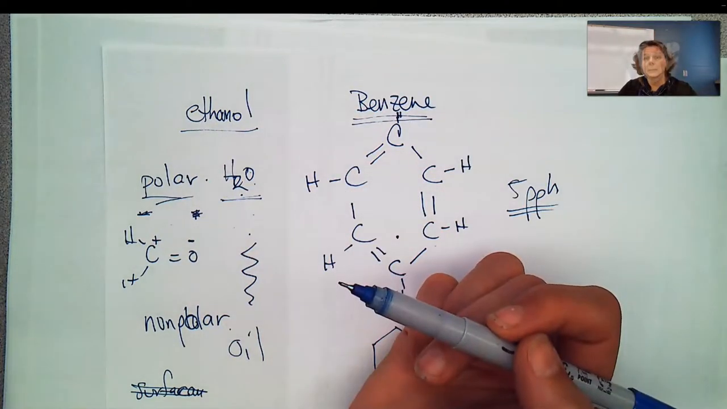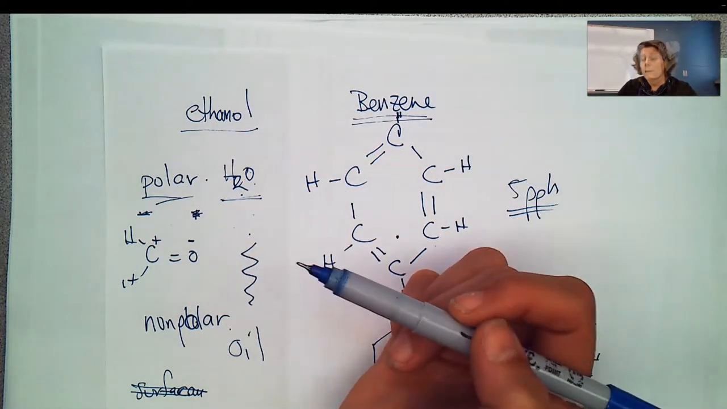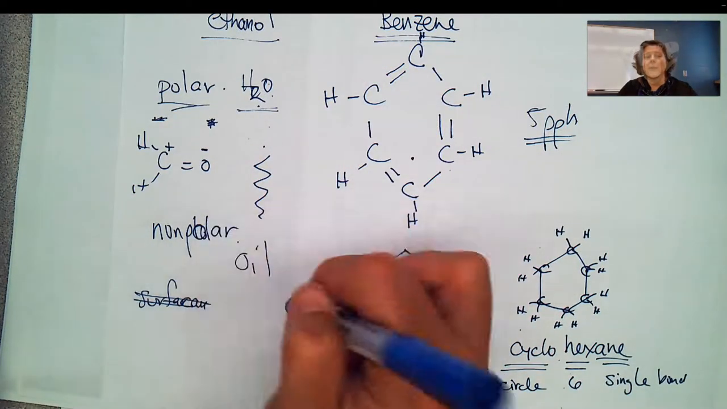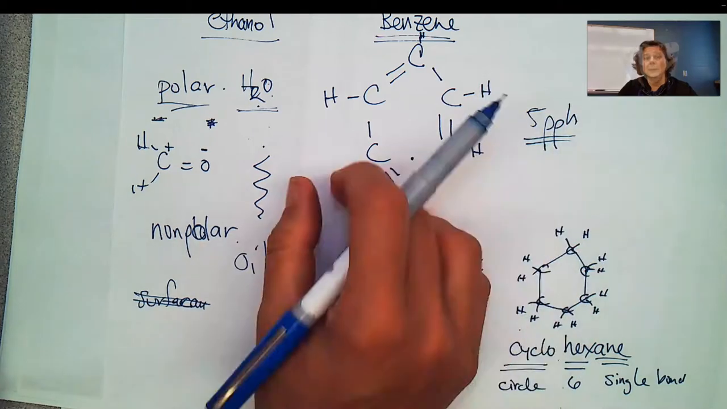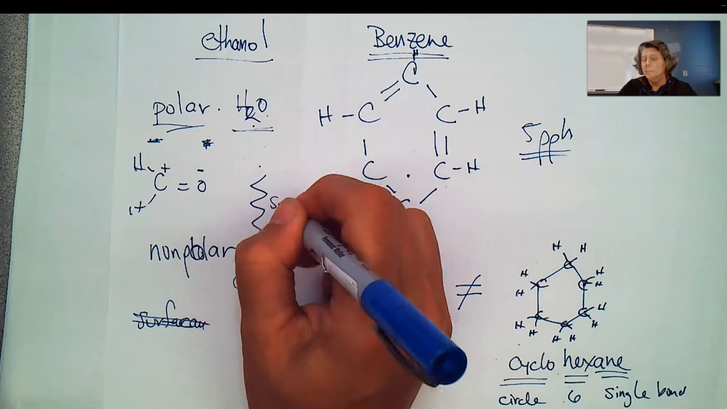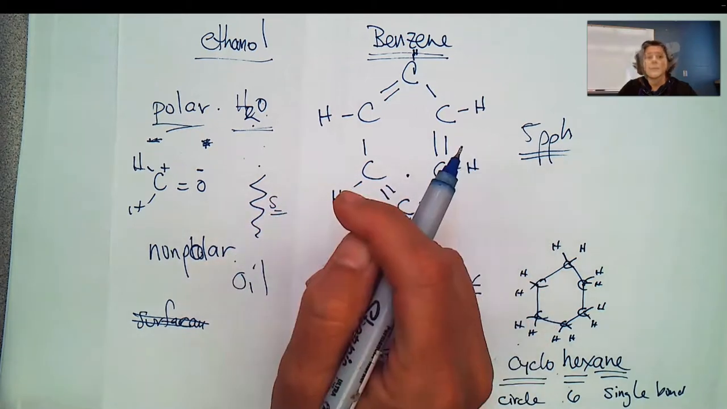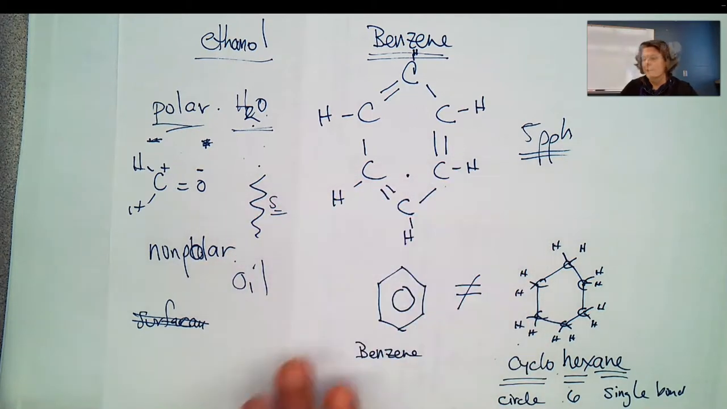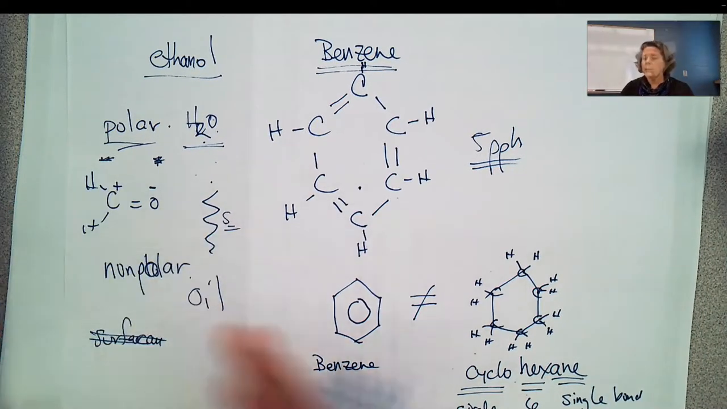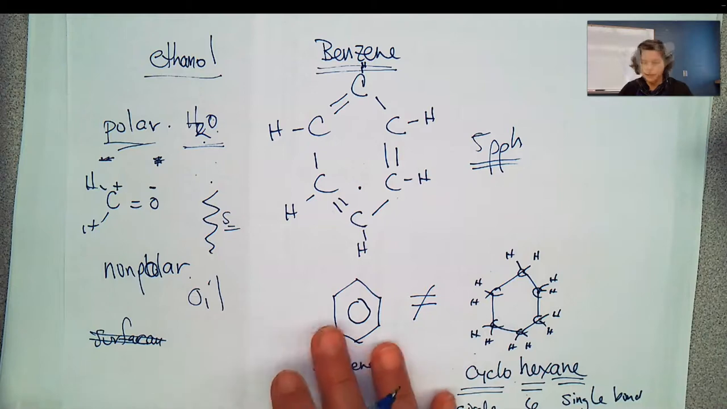Versus oil, if you guys are making a lot of salads, you're going to be putting a lot of oil into it, which is a nonpolar compound. How do you mix these two together? You use soap, or a surfactant, your surface active reagent, okay? So that just gives you an idea of polar, nonpolar, and the structures of the compounds.